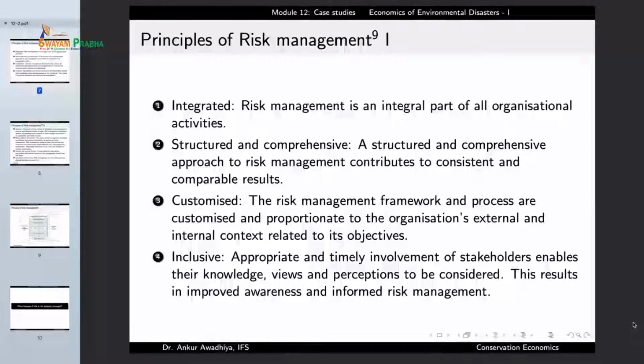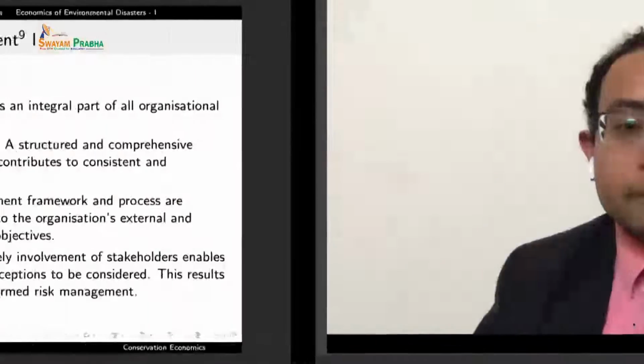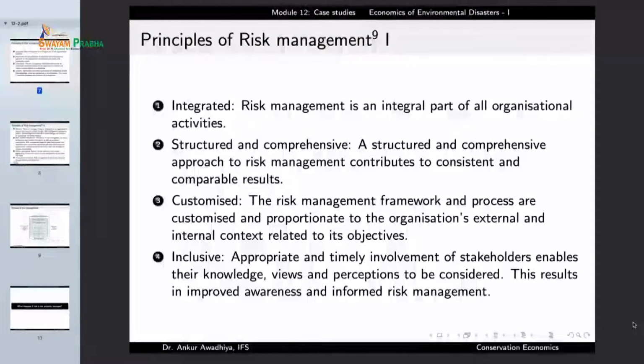It has to be structured and comprehensive. A structured and comprehensive approach to risk management contributes to consistent and comparable results. So it is not that when you make one dam, you'll have a different set of results, and when you make another dam, you'll have a very different approach. So it has to be structured, it has to be comprehensive so that it can be applied to different circumstances. But at the same time, you also need certain customized solutions. The risk management framework and process are customized and proportionate to the organization's external and internal context related to its objectives. So, risk management also has to be customized.